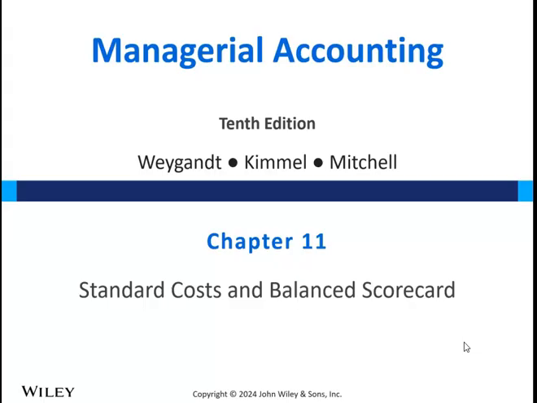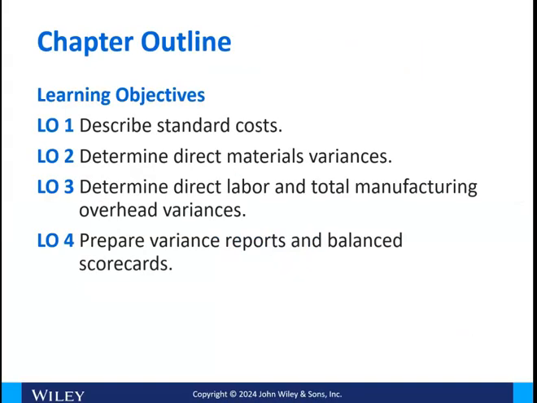In this video, we're going to cover Chapter 11, Standard Cost and Balanced Scorecard. Learning objectives for this chapter: to describe standard cost, determine the direct materials variances, determine direct labor and total manufacturing variances, prepare variance reports, and the balanced scorecards.